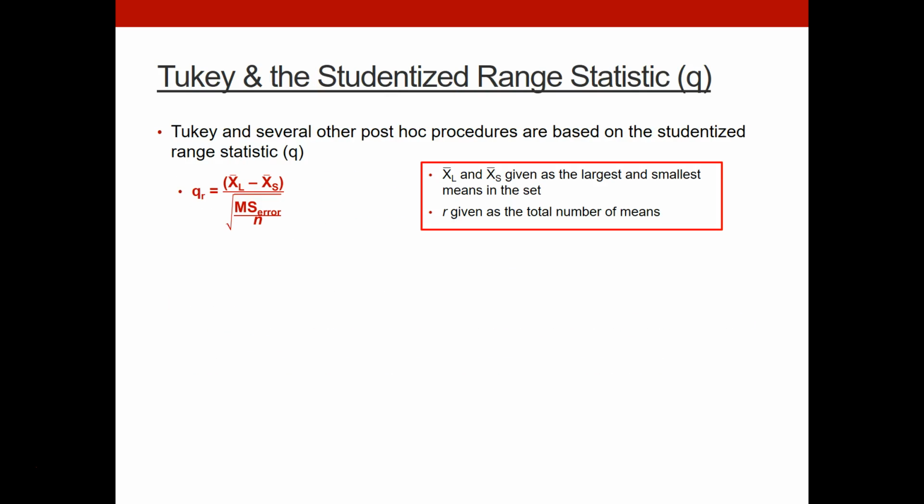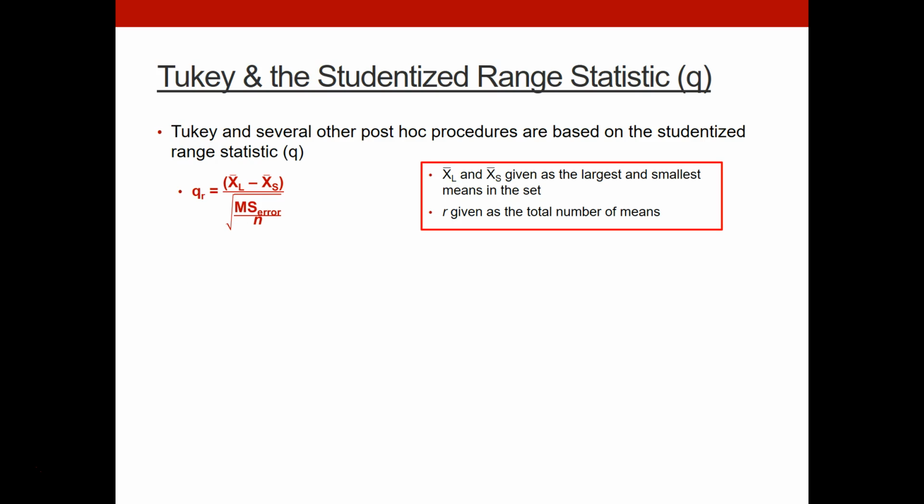Now, Tukey, in the studentized range statistic condition, Tukey is probably your most popular post-hoc test. Everybody loves a Tukey test. Once you understand where this is coming from, when we move into our factorial ANOVA, we'll start to use this a little more flexibly. Tukey and associated post-hoc procedures are based on a different table of critical values. This table of critical values is called a studentized range statistic.